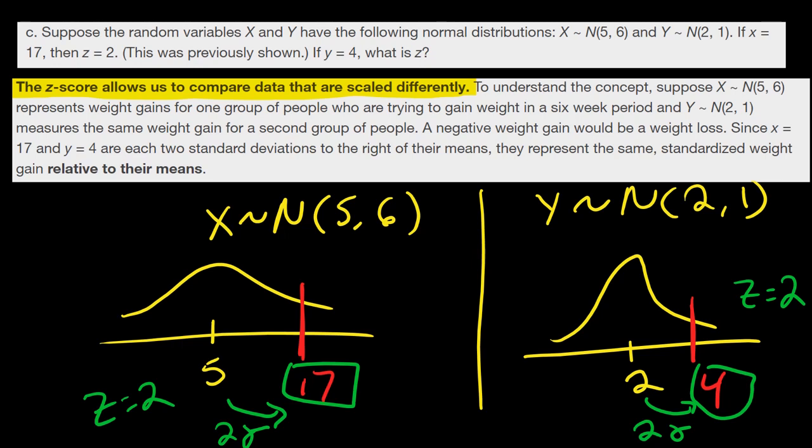So if x was the weight gain for one group and y was the weight gain for another group, then someone who gained 17 pounds gained the same amount of weight as someone who gained 4 pounds, relative to their groups, relative to their means. Since x equals 17 and y equals 4 are both 2 standard deviations above their means, they represent the same weight gain relative to their means.